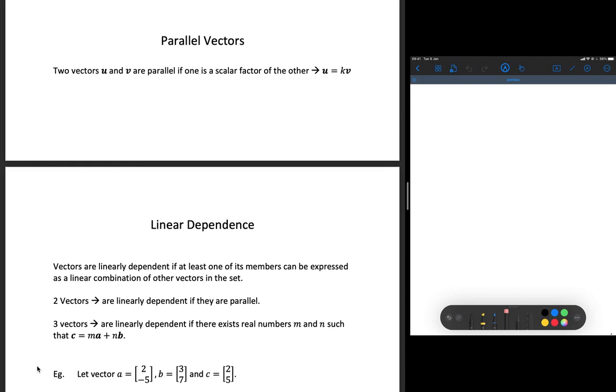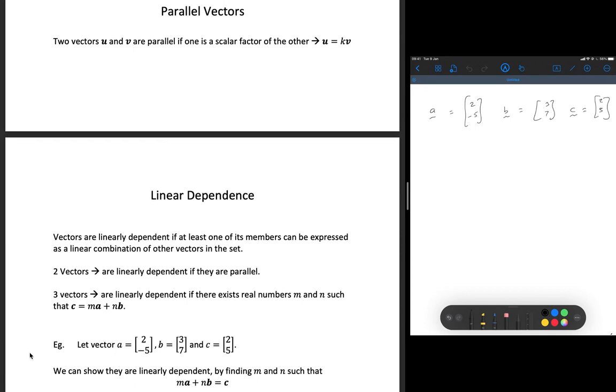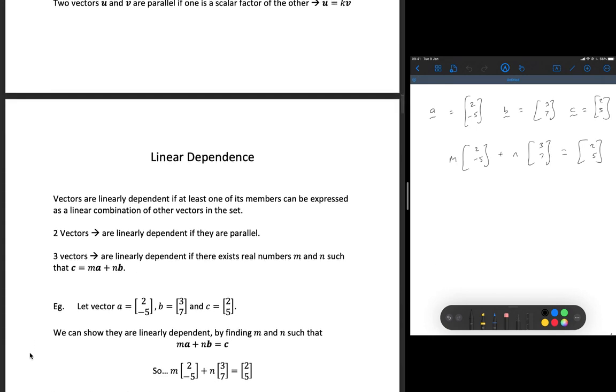So we're told that vector A is (2, -5). We're being told that B is (3, 7), and C is (2, 5). And we want to show that there exists two scalars, M and N, such that that formula is true. So we want M times (2, -5) plus N times (3, 7) to give us C. And C is (2, 5). And we want to show that there exists two scalars that make this true, M and N. So that's setting up that equation.